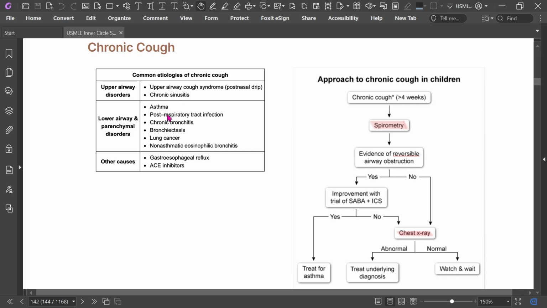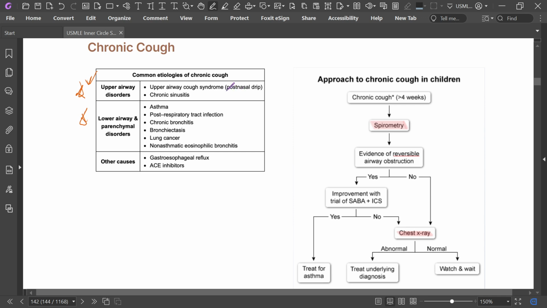Let's dive into chronic cough, one of the most high-yield topics of the respiratory system. Start with the etiology. Common etiology of chronic cough: when you find a patient with chronic cough, think about whether it is an upper airway disorder, a lower airway and parenchymal disorder, or maybe another cause like a drug issue.